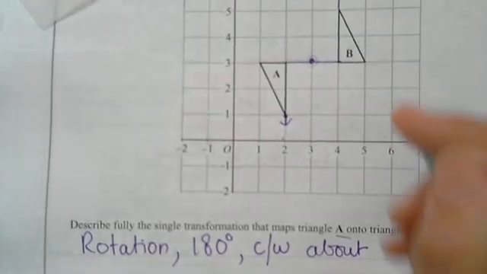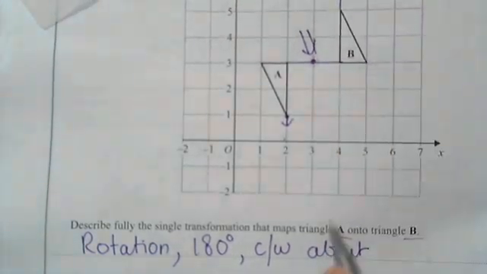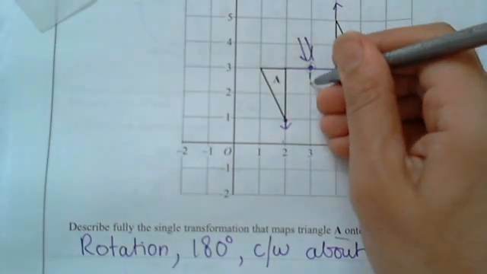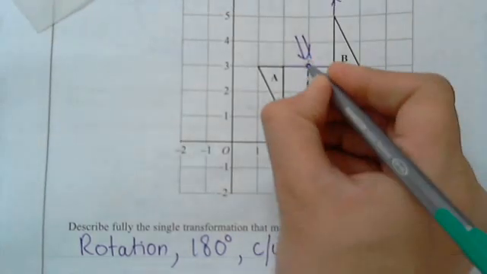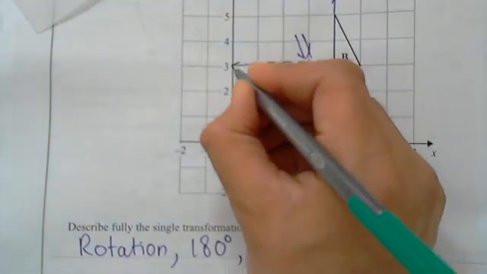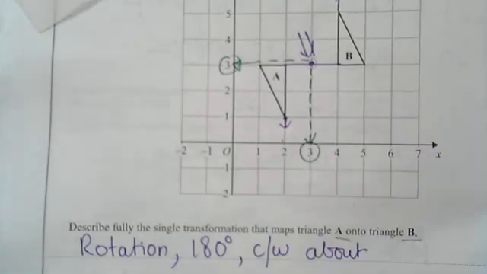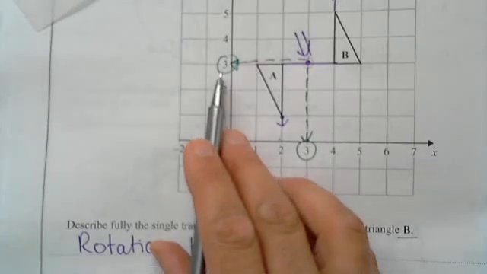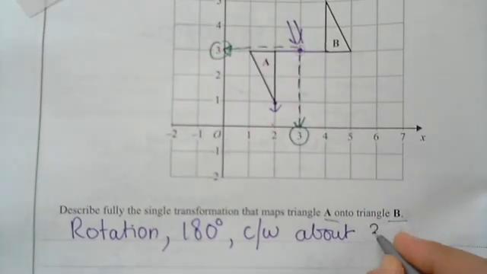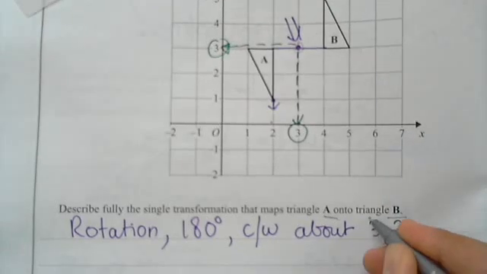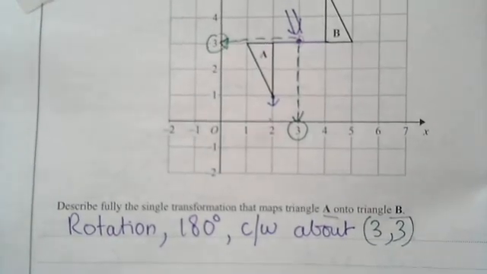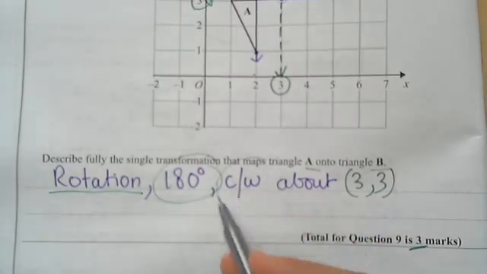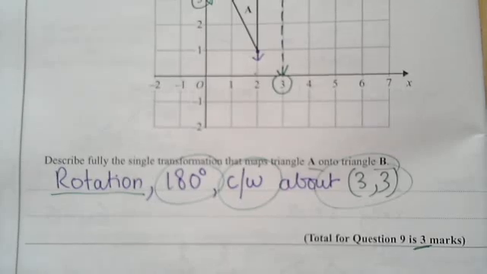Where was it about? The about is talking about the center. So the center has coordinates of 3 along the x and 3 along the y. So now this will give you the full 3 marks. Rotation, you have angle, direction, and center. Okay.